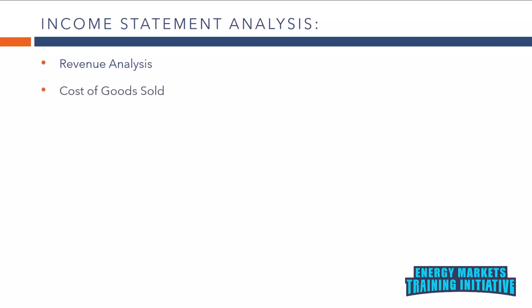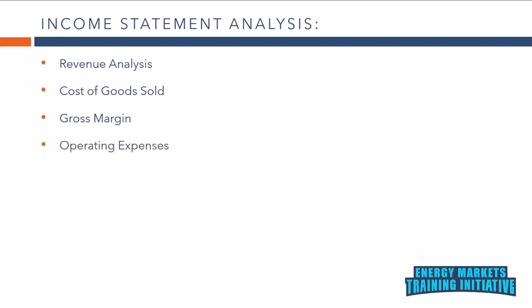Cost of goods sold. Analyze the components of cost of goods sold, including crude oil purchases, operating expenses, such as labor, utilities, maintenance, and depreciation. Assess the trends and cost efficiency measures. Gross margin. Calculate the gross margin, revenue minus COGS, and compare it with industry averages. A declining gross margin could indicate cost pressures or pricing challenges.